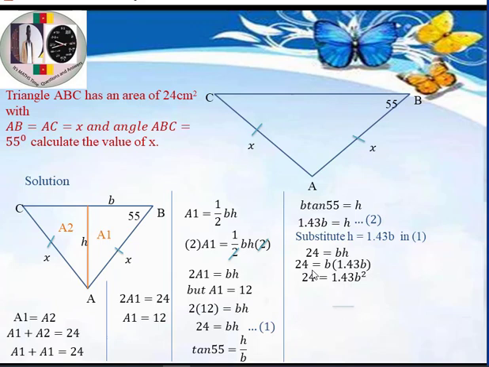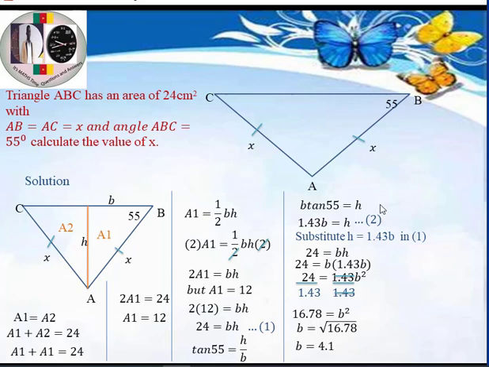So we divide both sides by 1.43, and we are going to have b squared equals 16.78. So if we take the square root on both sides, we are going to have b equals 4.1, right? Okay, with this value of b, I can decide to get h by substituting 4.1 into equation 2. You have the value of h.